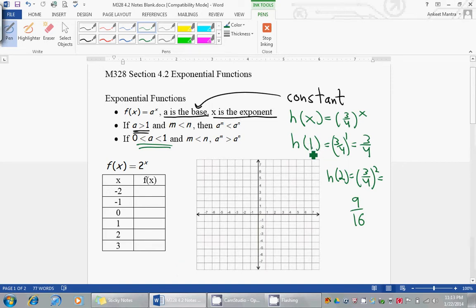For something like this, the x value that's smaller actually gives us the bigger output. 3/4 is 0.75, and 9/16 is somewhere closer to 0.5, because 8/16 is a half, so this is really close to that. So even when x is bigger here, when the base is between 0 and 1, the output is actually going to be a smaller value. We're going to put words to these coming up in a little bit, but before we do that, let's look at some graphs. I'm going to erase h here, we don't need this anymore.